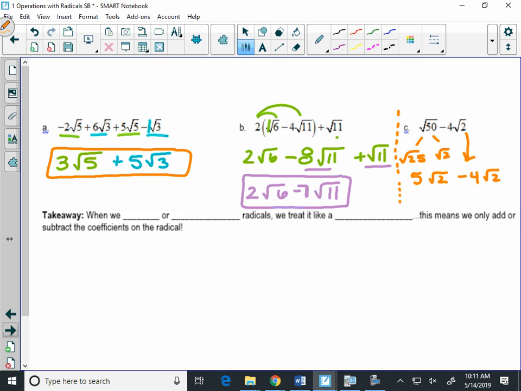Now do we have like terms? Yeah. They're both like terms. What do we get when we combine 5 radical 2 and negative 4 radical 2? 1 radical 2. You can write the 1. You don't have to write the 1. But radical 2 or 1 radical 2 is your answer. Questions over that?